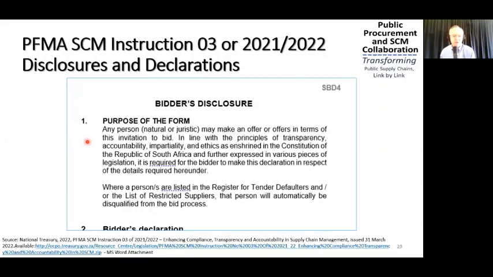So SBD4 goes through, describes the purpose of the form. Any person may make an offer or offers in terms of this invitation to bid in line with the principles of transparency, accountability, impartiality, ethics as enshrined in the Constitution of the Republic of South Africa, and further expressed in various pieces of legislation. It is required for the bidder to make this declaration in respect to the details required hereunder. Where a person's listed under the register for tender defaulters and or the list of restricted suppliers, that person will automatically be disqualified from the bid process.